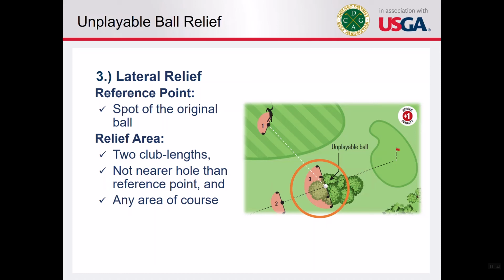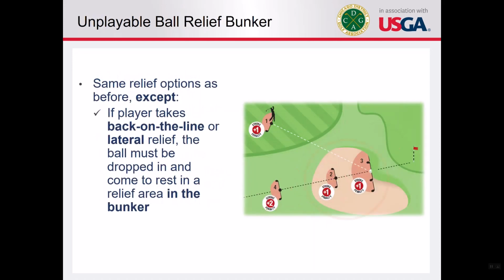And option 3 is the lateral relief option. The reference point for this option is the spot of the ball, and the relief area is 2 club lengths, no closer to the hole than the reference point, and again can be in any area of the course. All 3 of these options are available for a penalty of 1 stroke.